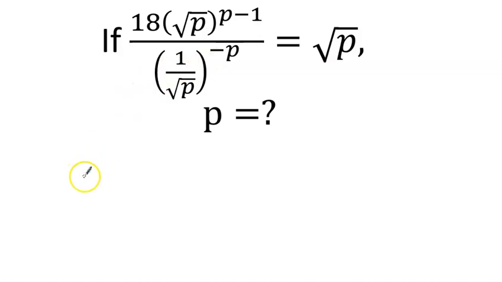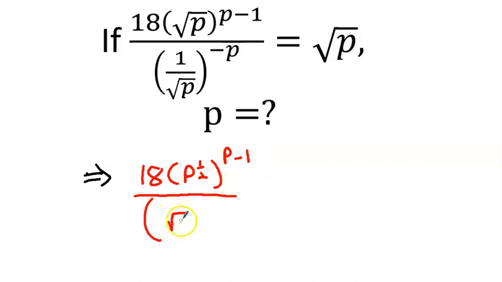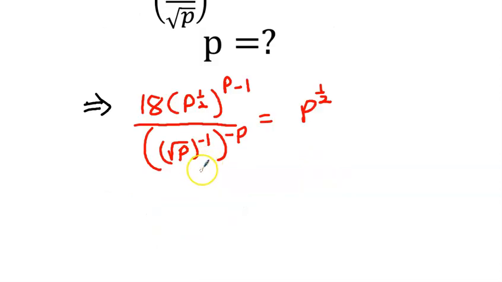So we can write this one as 18 times (square root of p, which can be written as p^(1/2))^(p-1) over (1 over square root of p)^(-p), which is equal to p raised to the power half. This is laws of indices.